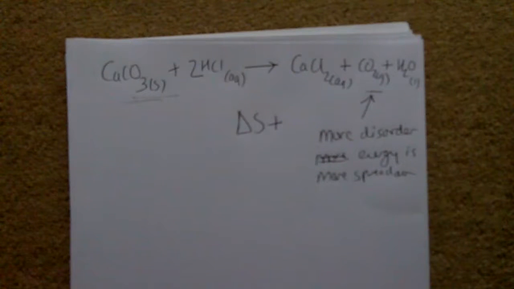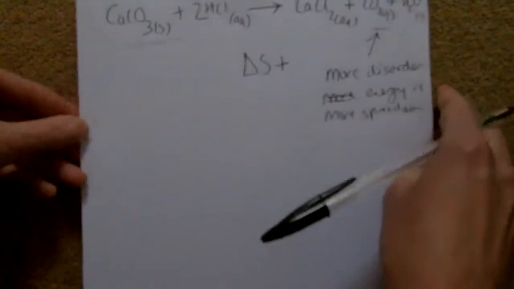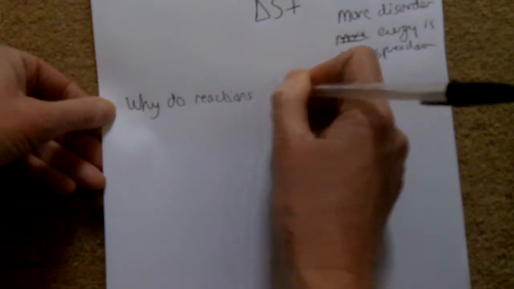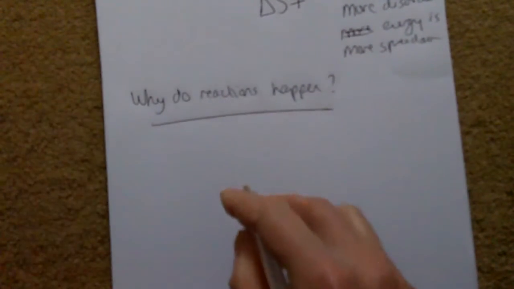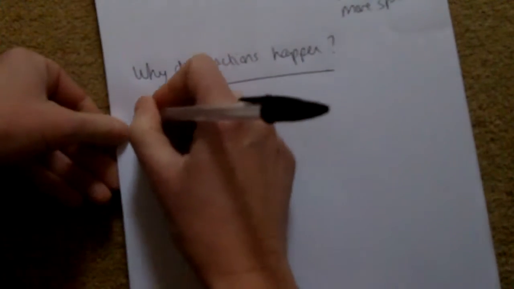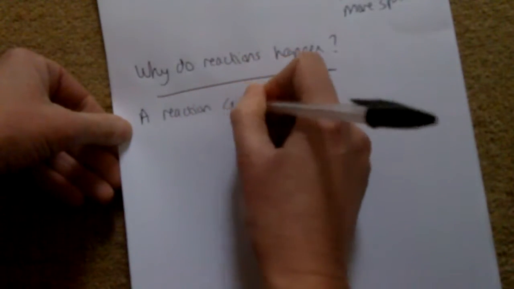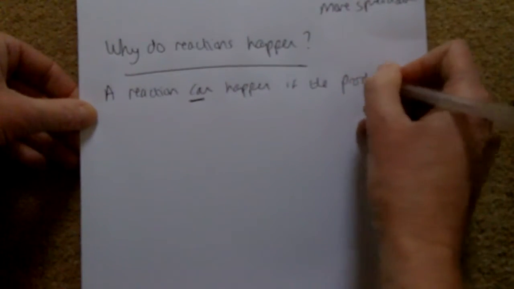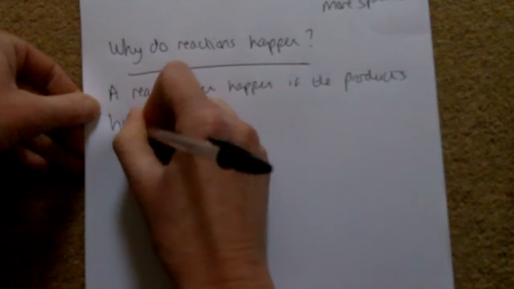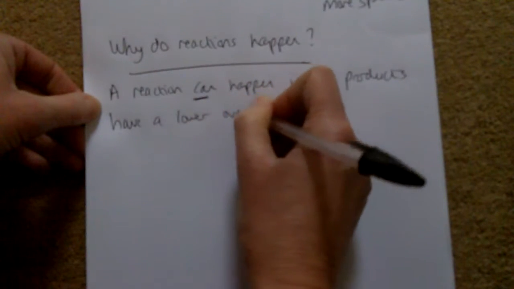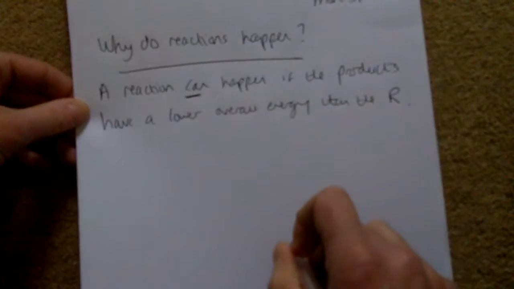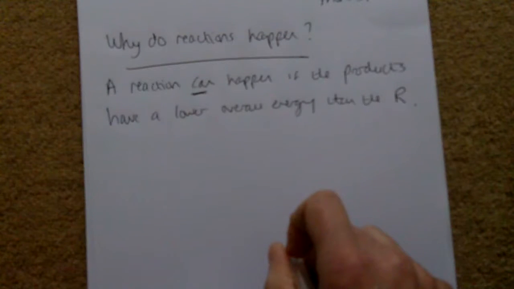The next part I just want to mention is the Gibbs free energy, the free energy change. So why do reactions happen? A reaction can happen, emphasis on the can happen, if the products have a lower overall energy than the reactants. I'm just going to write R for reactants. A reaction can happen if the products have a lower overall energy than the reactants.